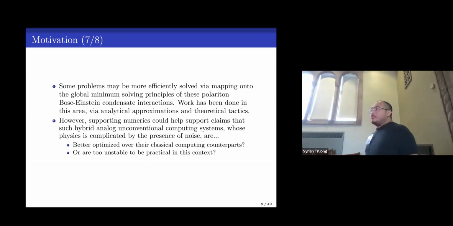Right. And the reason why you want to have that kind of computing setup in the first place is because some problems are more efficiently mapped or solved when you map them to the global minimum solving principles of these polariton Bose-Einstein condensate interactions. And as you stated before, there's been some work done on the analytical approximations of the tactics. But it would be nice if we can have some supporting numerics to help support those claims.